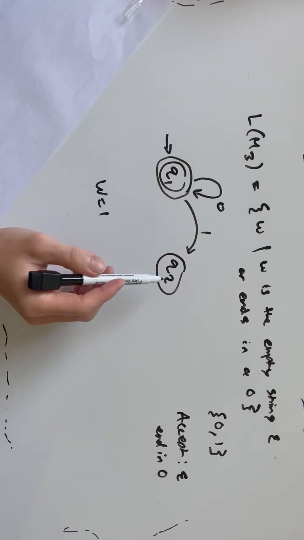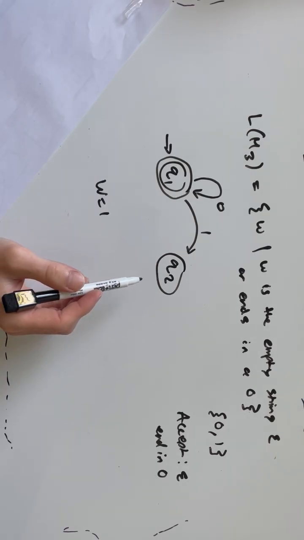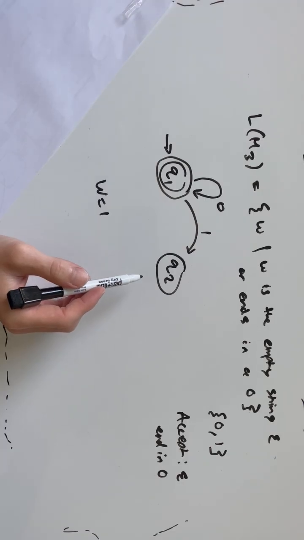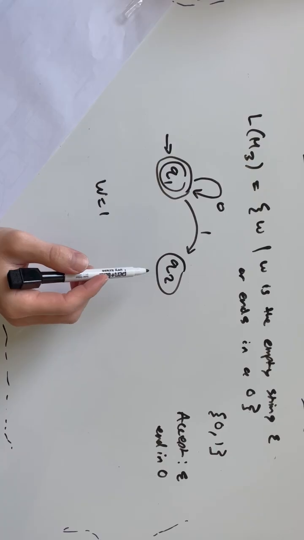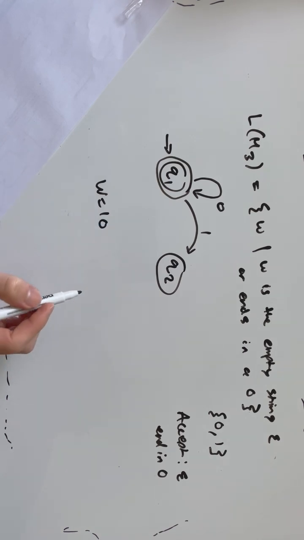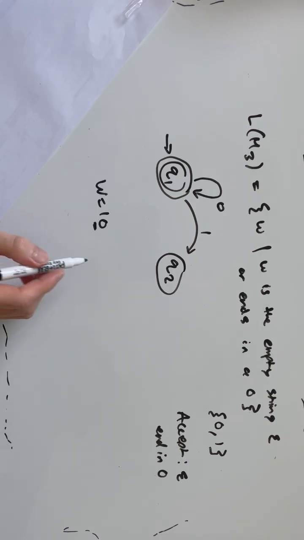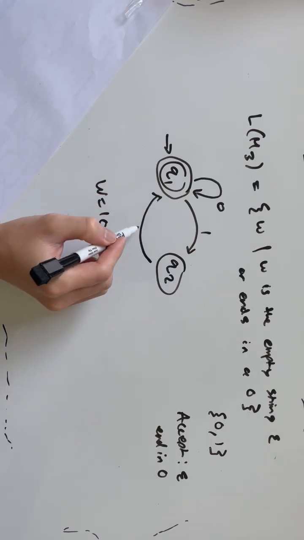Now from Q2, we go back through the alphabet, keeping in mind that any string coming out of Q2 will have a 1 in front of it. So now, if we have a 0 coming out of Q2, it could represent a string like 1, 0. And since 1, 0 ends in a 0, it is accepted by the language. So we'll draw an arrow going from Q2 to Q1.